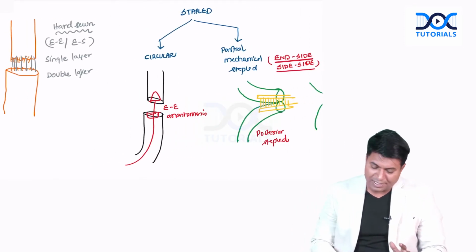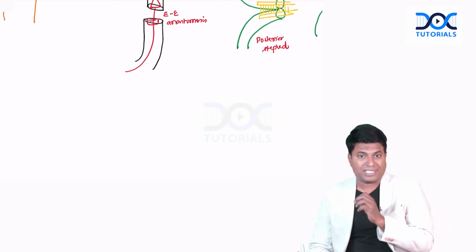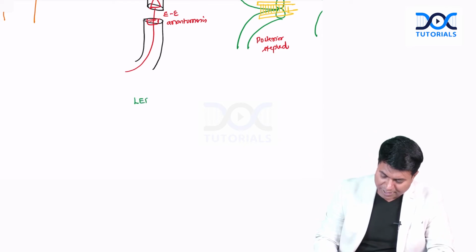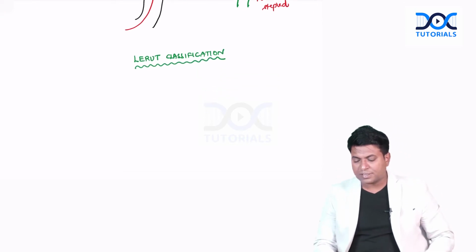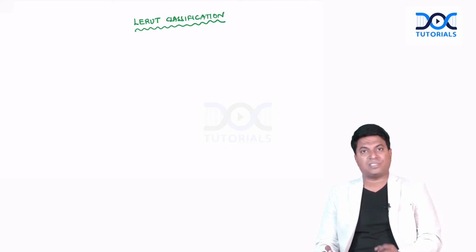And after all these techniques, we have to be very, very aware about the leaks which can happen. For the leak, a classification is there, that is known as Lee-Root classification. Please don't forget, that is known as Lee-Root classification of leaks. The classification given in your books is Lee-Root classification of anastomosis. So what is this Lee-Root classification?